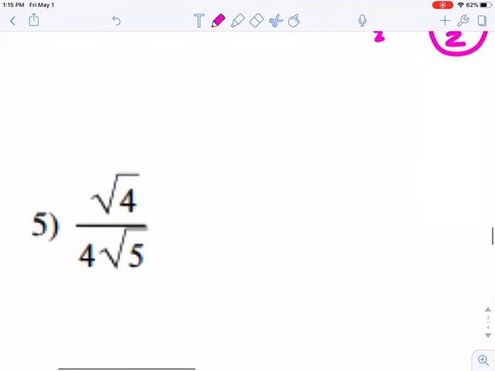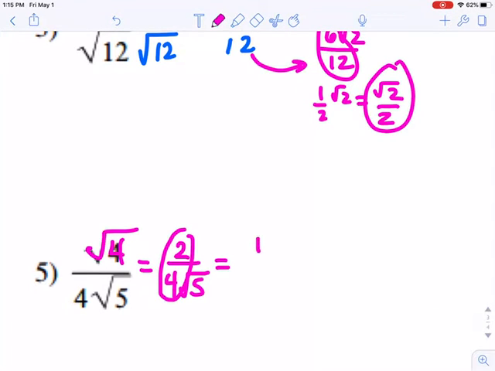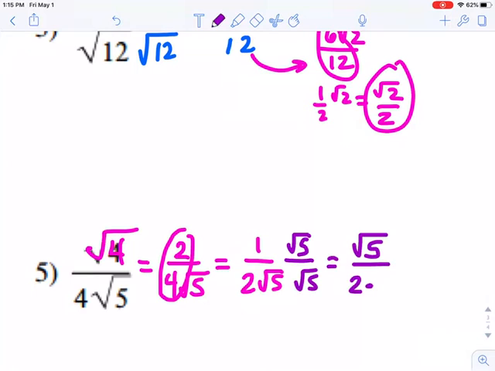Again, hopefully you guys are starting to feel like you're building these skills. Here, I'm going to immediately do radical 4, and that was 2. I have 4 radical 5. Here, I feel like simplifying first. I'm going to do 1/2 radical 5. All right, so I just simplified some whole numbers first. Now I'm going to take this radical 5 and multiply both top and bottom. I'm going to get radical 5 over 2 times 5, or radical 5 over 10. Nice.